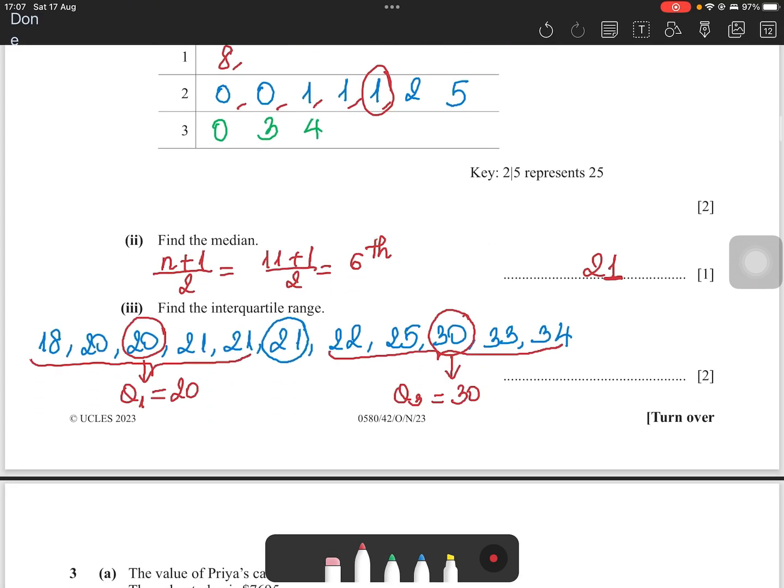And then to find the interquartile range is equal to Q3 minus Q1 equals 30 minus 20 equals 10. So the final answer is 10.